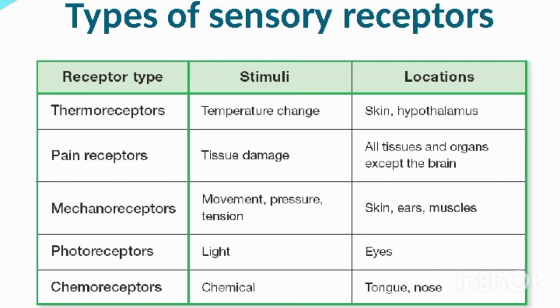Pain receptor is present in all tissues and organs except the brain. Mechanoreceptor is present around the skin, ear and muscles. Photoreceptors are present in the eyes, and the chemoreceptors are present around the tongue and the nose.